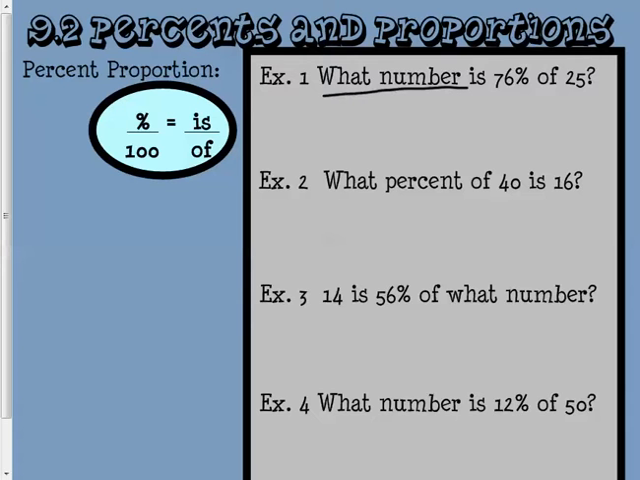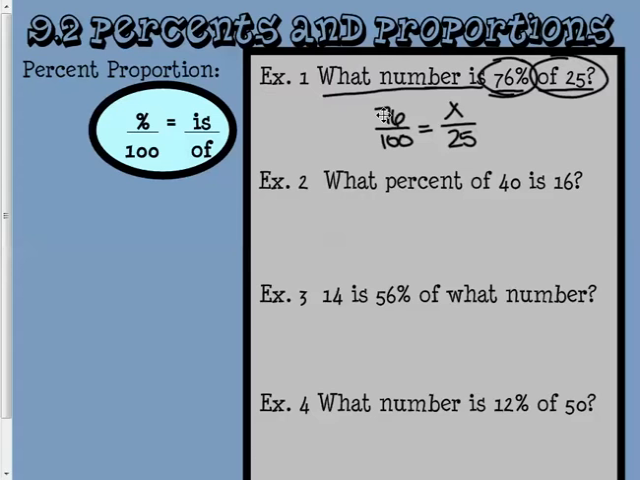What number is 76% of 25? So let's look at what we have. We have the percent. So let's plug that in over 100. Set that equal to, we don't know our is. What number is, so that's our x. And we know it's out of 25. That's our whole. So we're missing our part. So we have to either do this the 6th grade way, which says 100 divided by 4 is 25. So what's 76 divided by 4?